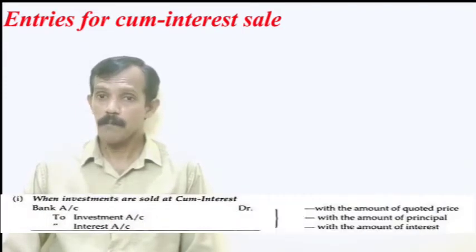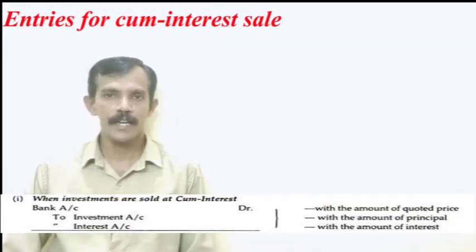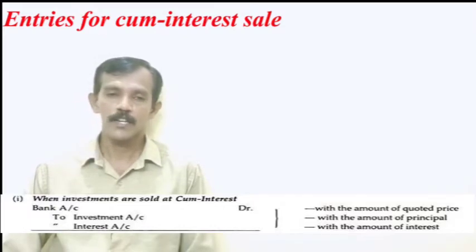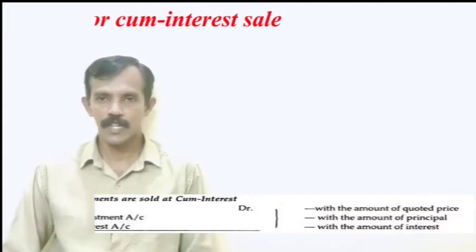Journal entries for cum interest sale. When investment is sold at cum interest, our journal entry: bank account debit with the amount of quoted price, to investment account with the amount of principal after deducting this interest, then to interest account with the amount of interest. These are the journal entries required in case of cum interest transactions.